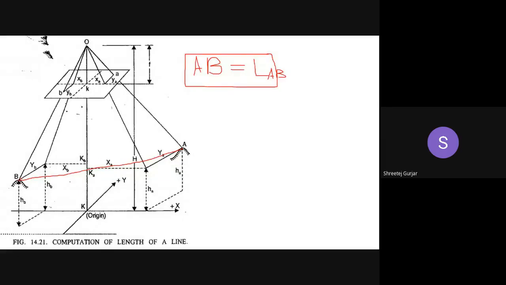You can see here I have drawn a straight line, and they are at different elevations. Similarly, on the photograph, this is the particular line which we are interested in, small a to small b. In the photograph, if you measure this distance, that distance can be known on the ground. Small a and small b.